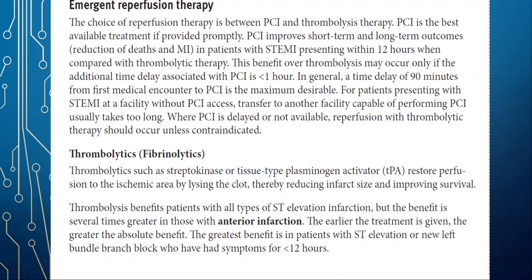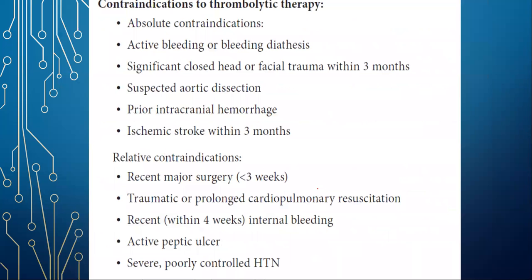Now, the emergency reperfusion therapy, the choice is between PCI, which is angioplasty, or thrombolysis. PCI is the best available treatment if it can be given promptly, especially if patient presents within 12 hours. In general, a time delay of 90 minutes from the first medical contact to PCI is the maximum desirable. Thrombolytics, streptokinase or tissue plasminogen activator, can restore the perfusion to the ischemic area by lysing the clot. So this is a thrombolytic. That means it destroys the clot. The greatest benefit for giving the thrombolytic is if you can do it within 12 hours of onset of symptom.